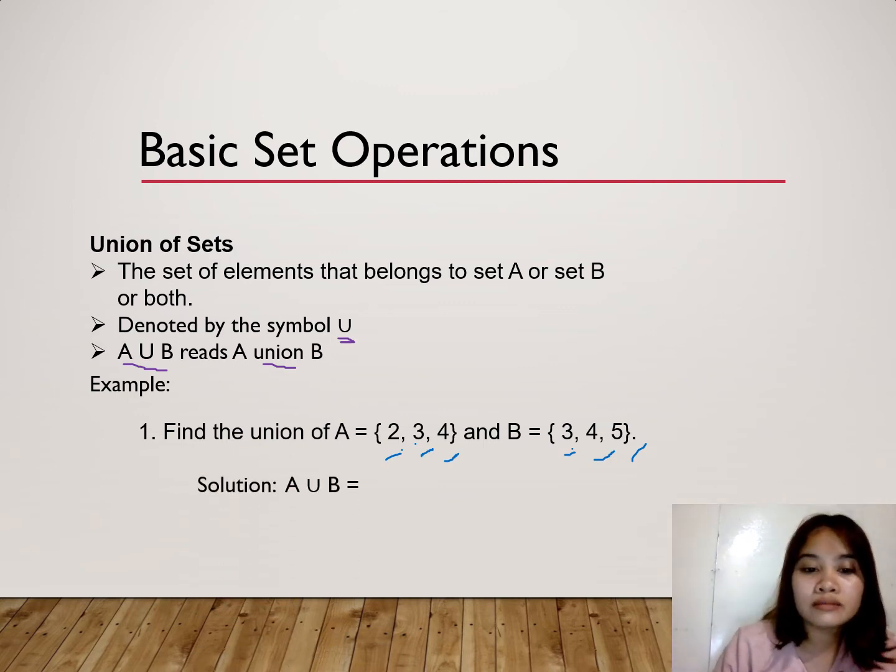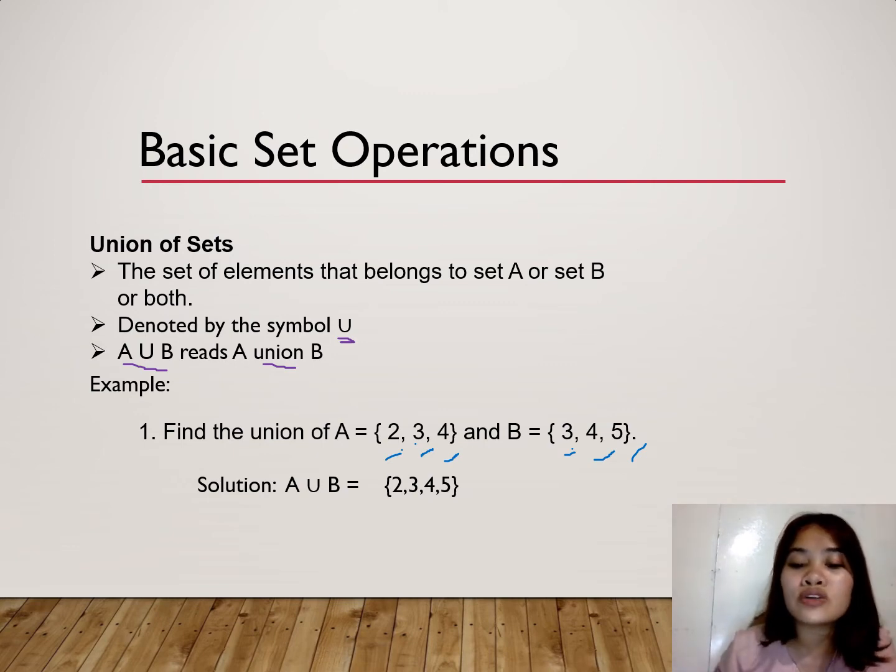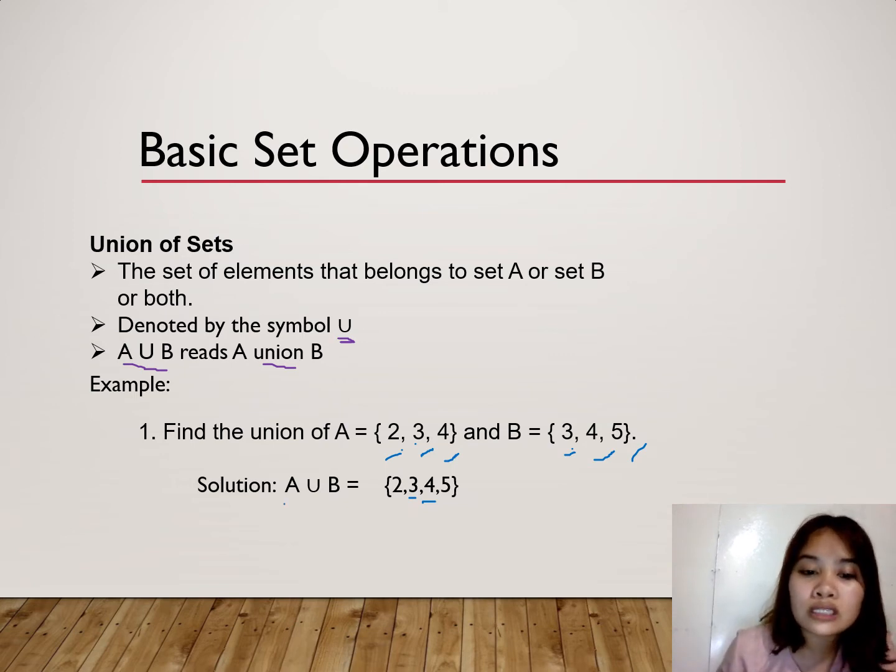So, we have here our solution. A union B is equal to 2, 3, 4, and 5. As you observe, we only wrote the 3 and 4 once. So that's it, class. Please note that when we say union of sets, we combine the elements in set A and set B. Then we will just use this symbol, A union B.